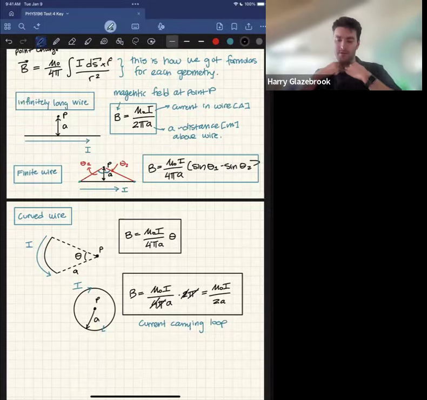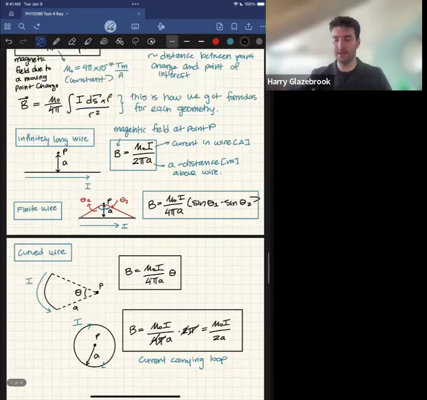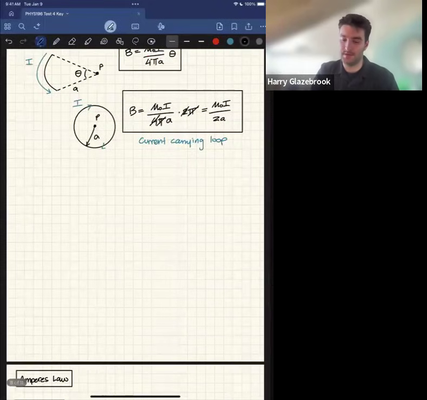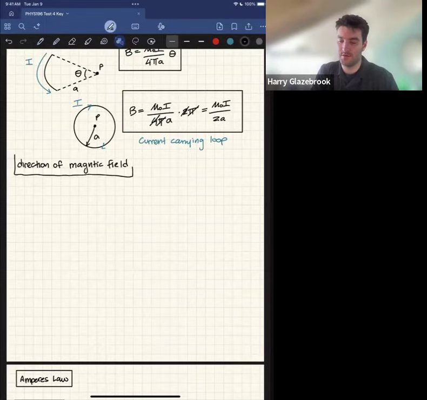One thing you'll notice, I gave you magnetic field for a long wire, finite wire, and a curved wire. So these three formulas will get you through pretty much the entire test. But notice how I only gave you the magnitude of the magnetic field. I said nothing about direction. So I want to spend a little bit of time here talking about the direction of the magnetic field. And this is when we're going to talk about the right-hand rule.